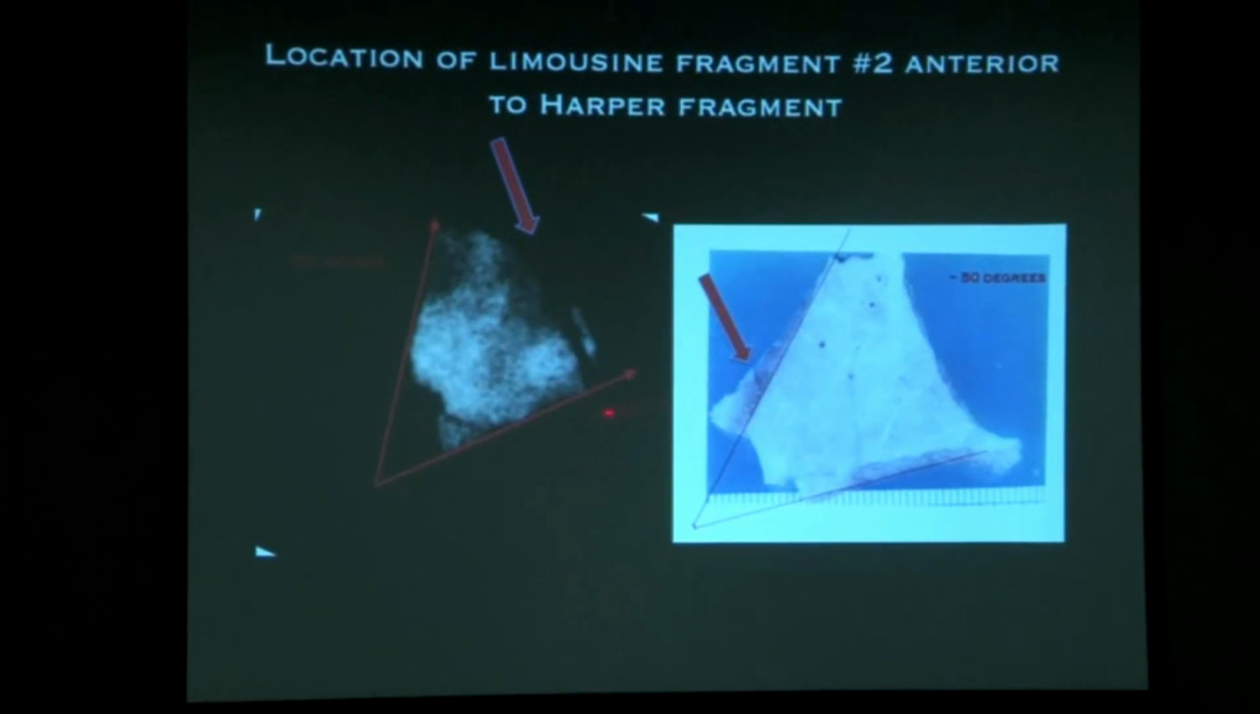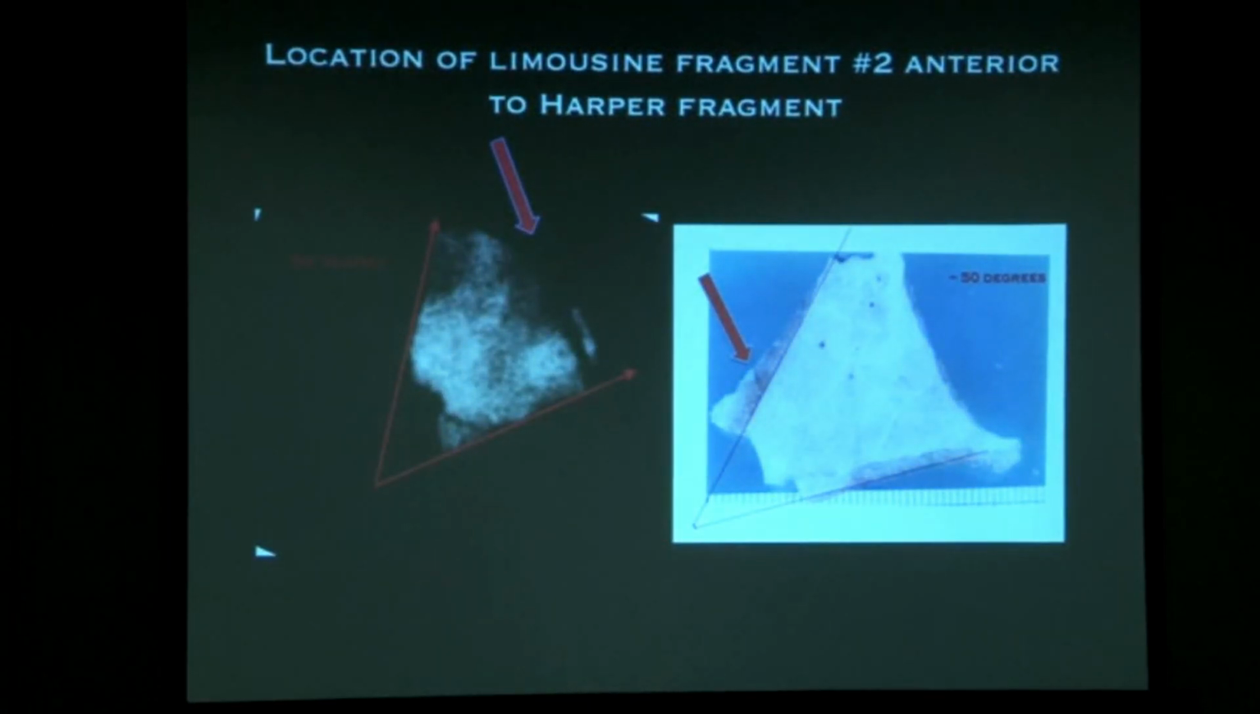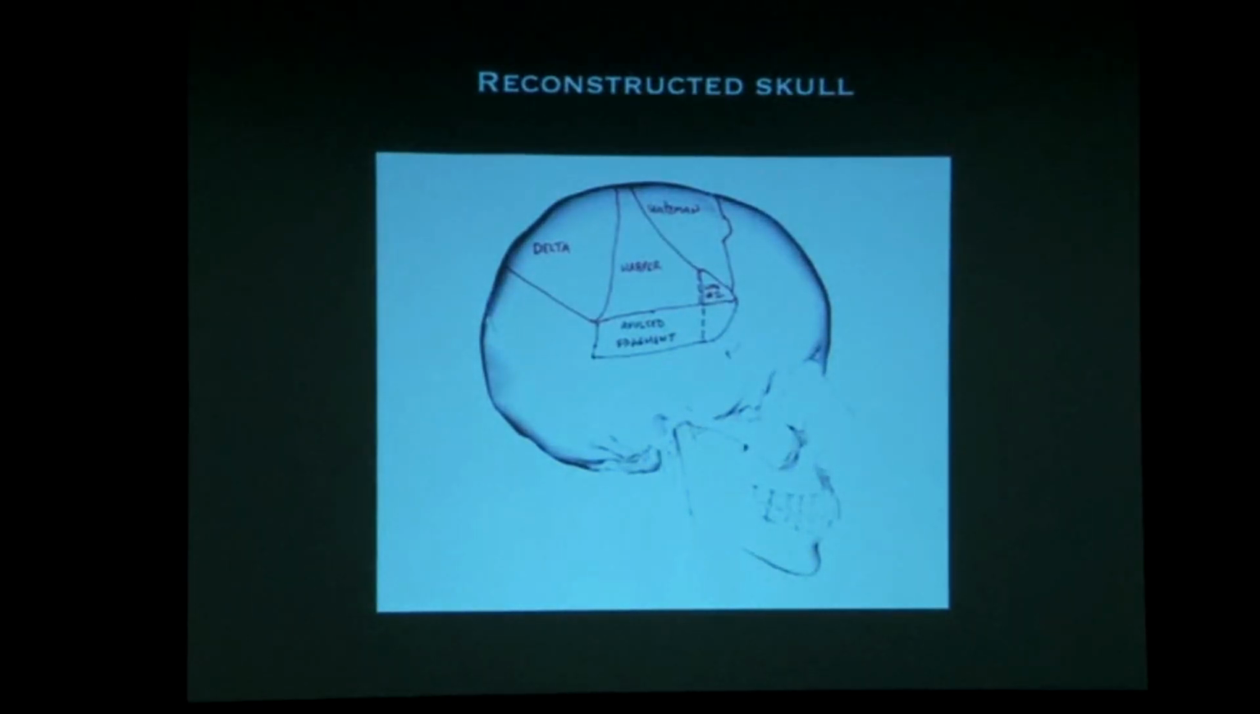And I believe it's not a hard mental exercise to just take that angle, put it in the other angle, and you'll see that, and this is from the interior surface of the head. Harper here, and the limousine fragment number 2 just anterior to it, which is exactly what the ITEC study demonstrated. Here is a graphic placement of the recovered bone fragments into their original positions without any occipital bone being missing.